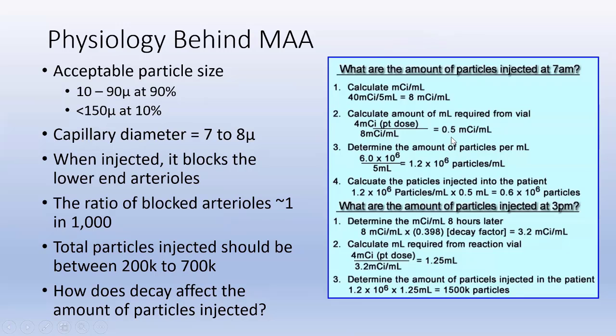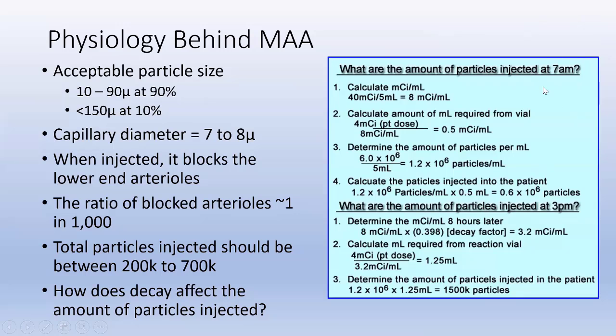Well, I asked you to look at the calculation here. And what I have done is I've said that you've got a dose that contains 8 millicuries per ml. That is the MAA. So 40 millicuries in 5 ml comes out to 8 millicuries per ml. I want to dose the patient with 4 millicuries. So 4 divided by 8 is 0.5, so 0.5 ml. So what happens if I have 6 million particles in that vial? Well, 6 million particles divided by 5 means that I'm giving 1.2 times 10 to the 6 particles per ml, which means if I inject 0.5 ml, 0.5 times 1.2 times 10 to the 6 is 600,000 particles.